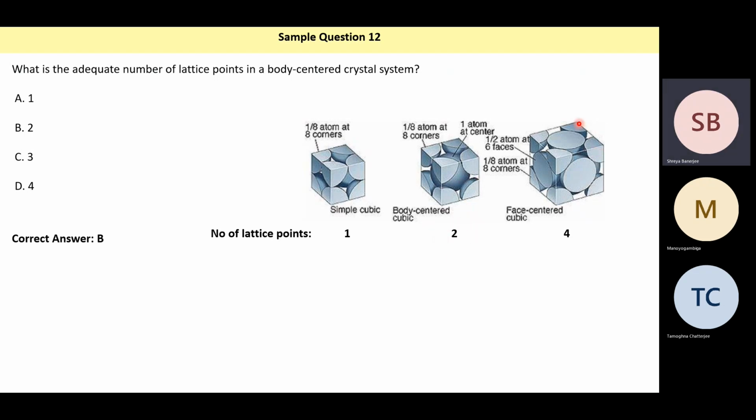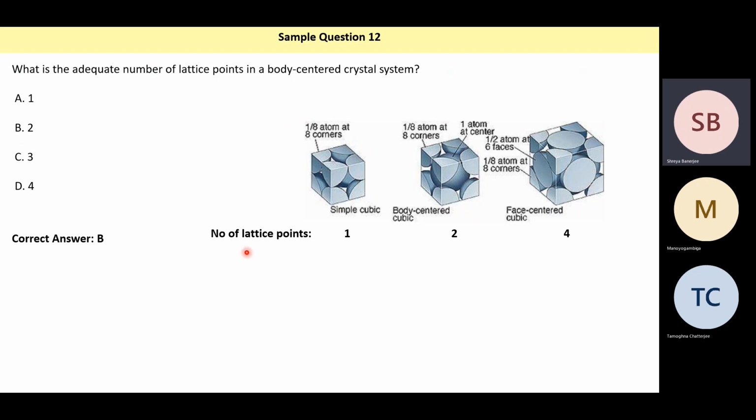In face-centered, again, it is the simple cubic, but you have half of a lattice point at each of the faces. So there are 6 faces and you have half a lattice point at each face. So that is 6 times half, so 3 lattice points. And from the simple cubic corners, you have 1. So 3 plus 1, in a face-centered cubic cell you will have 4 lattice points. So if your question was face-centered, your answer would have been 4. But here your answer is B.